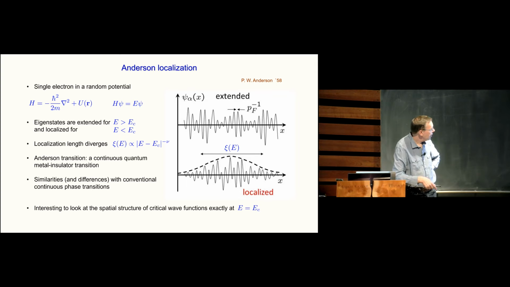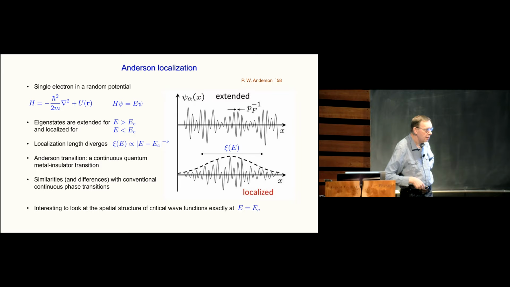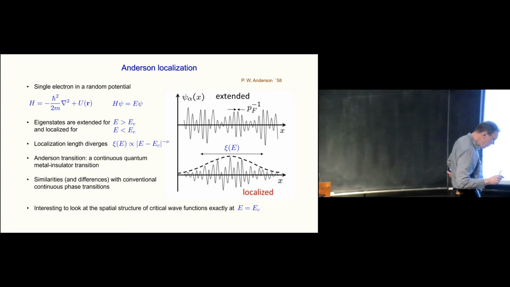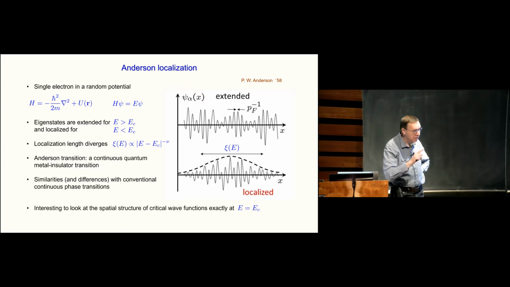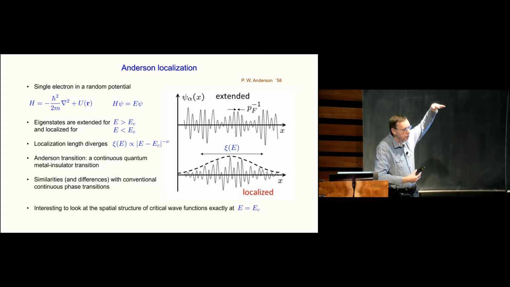Right, yes? The naive question: what's the difference between localization and bound states? Ah, very good. Thank you. It's an excellent question. Let me give you the following example. Suppose you have just a one-dimensional problem with this random potential. Suppose the potential is bounded. And you have, of course, states which are trapped at the bottom of the potential wells. You can imagine having an energy above any potential barrier that is present there, right? What happens is that the state will still be localized.